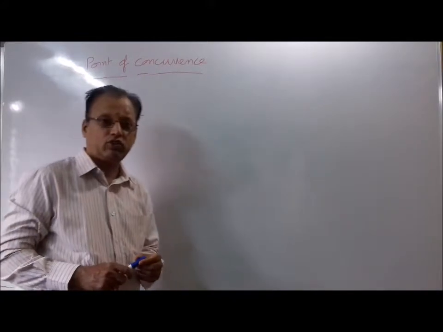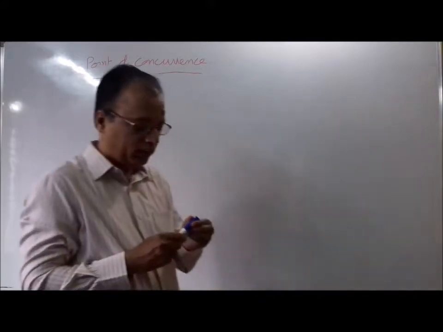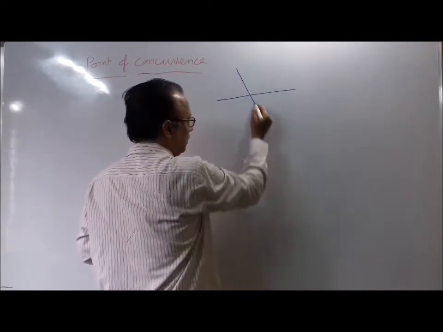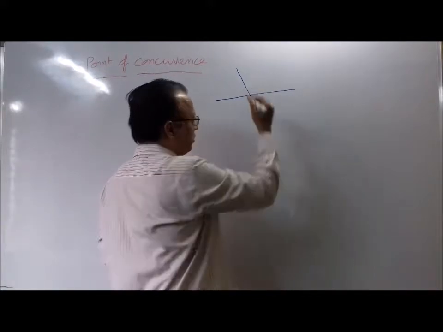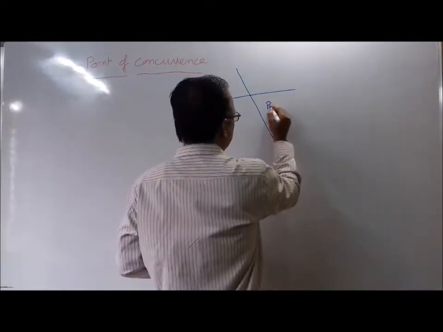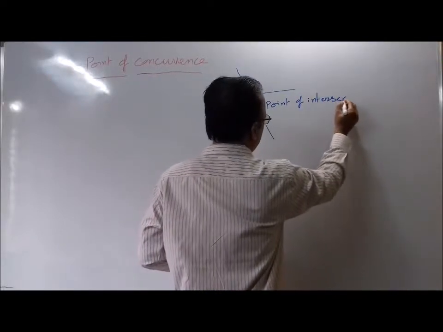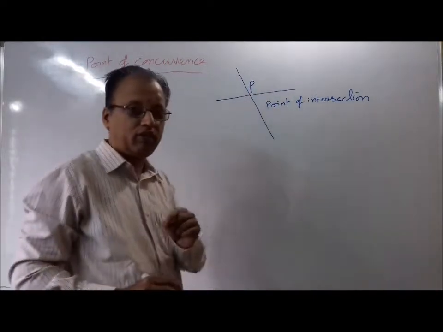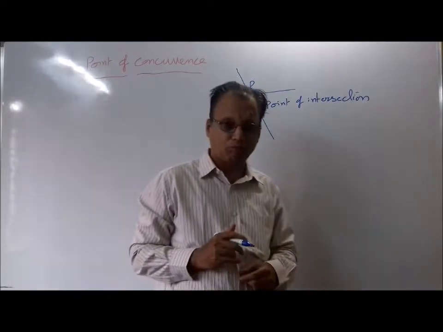We discussed today the point of concurrence. We know when two lines intersect, suppose there is a line and there is another line, intersecting, then the common point for both the lines is called the point of intersection. This is called P, the point of intersection. Now today we discuss the point of concurrence.